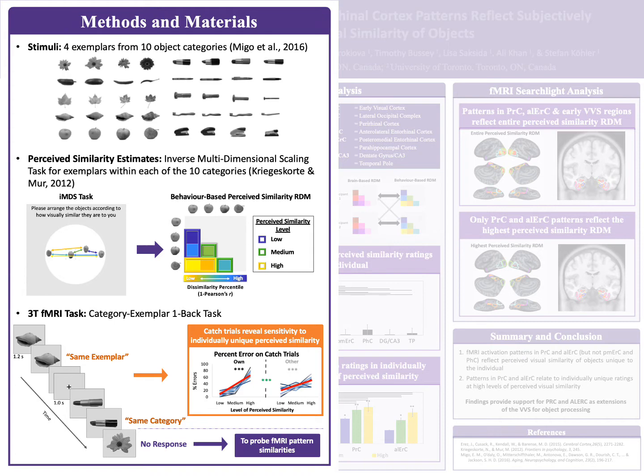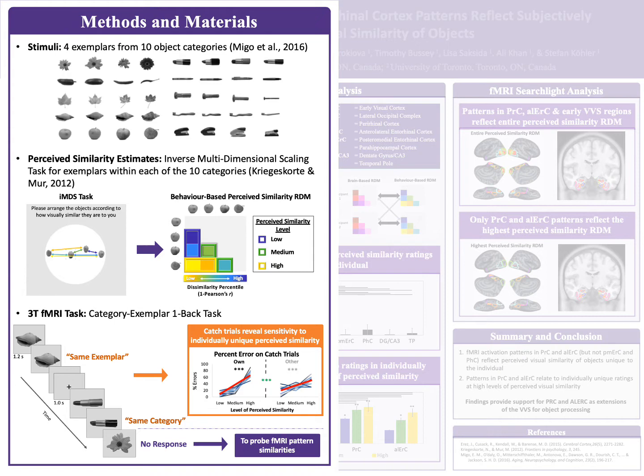This was done offline using the inverse multidimensional scaling task adapted from Kriegeskorte and Mur 2012. These distances in the IMDS task were converted to dissimilarity percentile to create the behavior-based perceived similarity representational dissimilarity matrix, which we will use in behavioral and fMRI analyses.